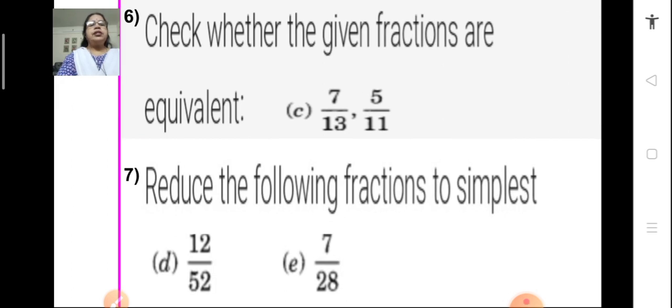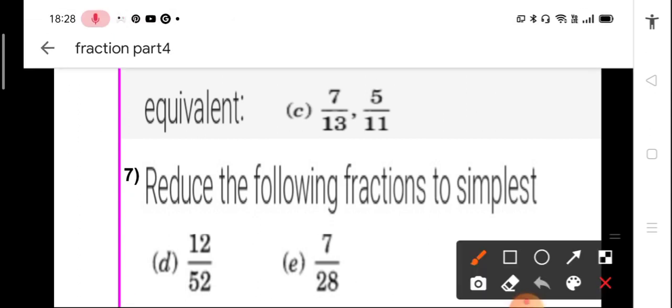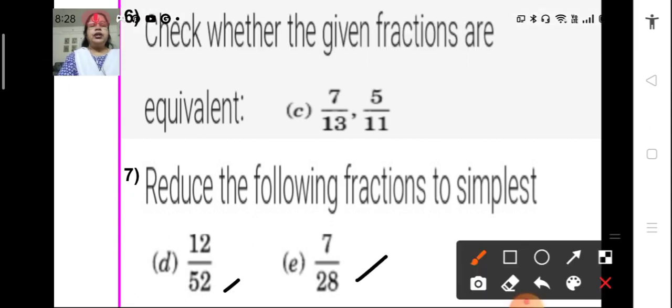And question number 6, check whether the fractions are equivalent. You have to check both the fractions, whether they are equivalent. And 7, reduce the following fractions to the simplest. You have to reduce these fractions to the simplest form.